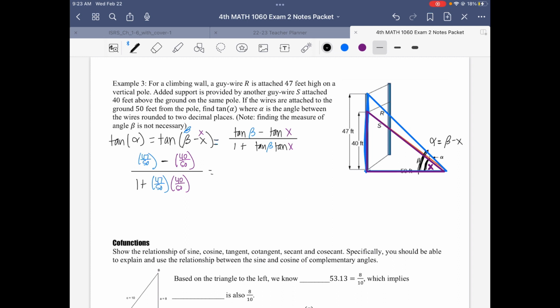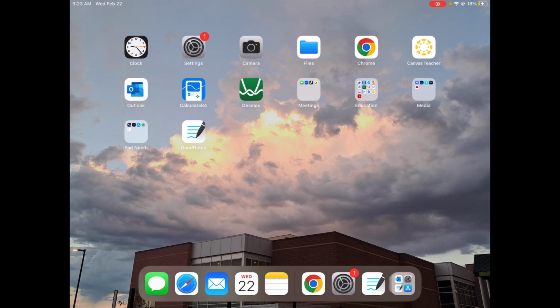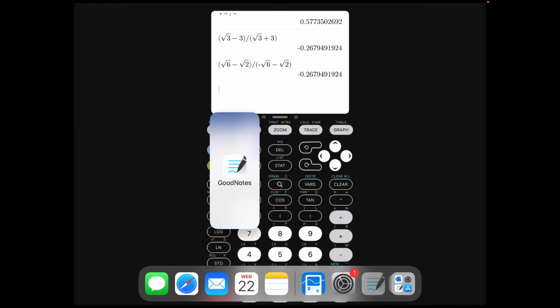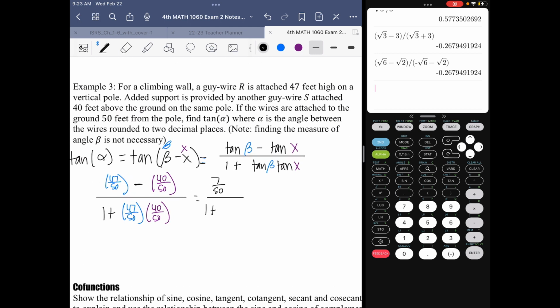Now, these have a common denominator, so this is really 7 over 50. We can go ahead and combine those. They already have a common denominator. Now, this one's a little bit trickier to do without a calculator, so I'm going to pull up my calculator. And I'll put these both up. Okay, so we've got 47 over 50 multiplied by 40 over 50. Turn it back into a fraction for me here. So this is 1 plus 94 over 125.